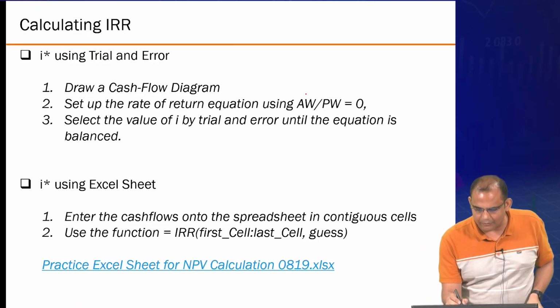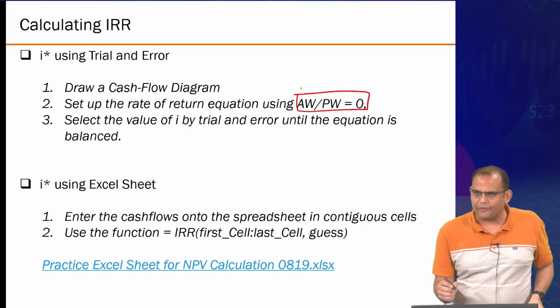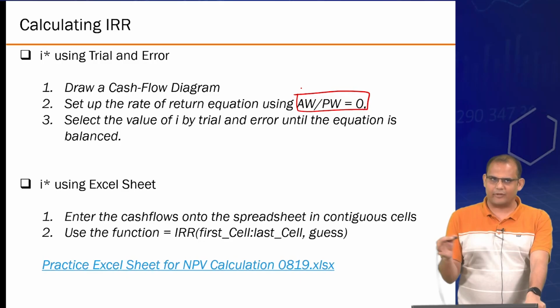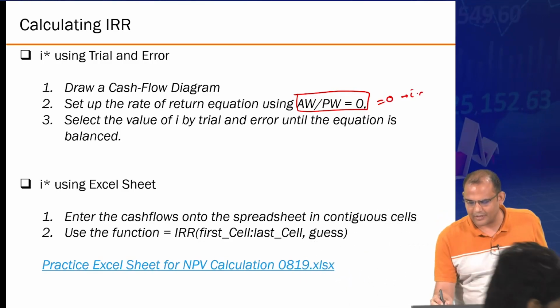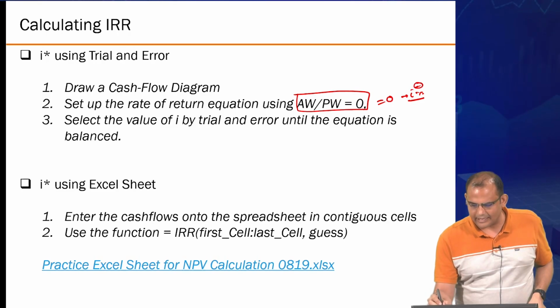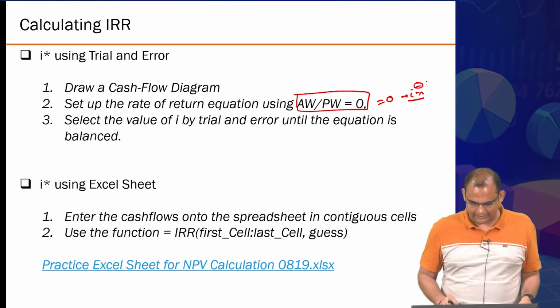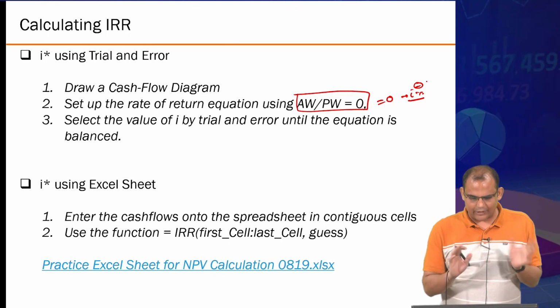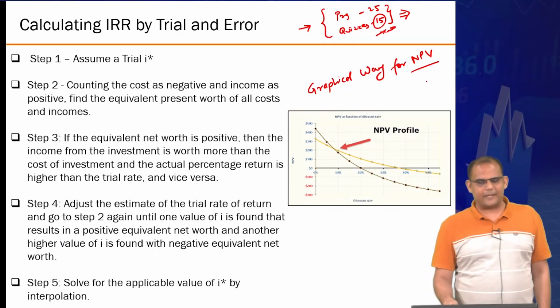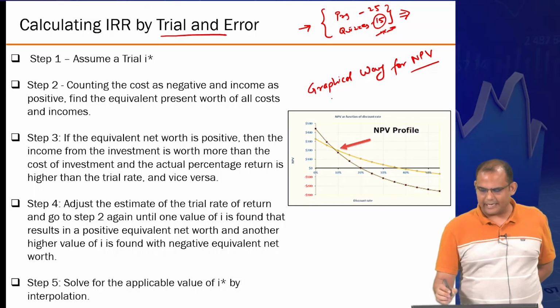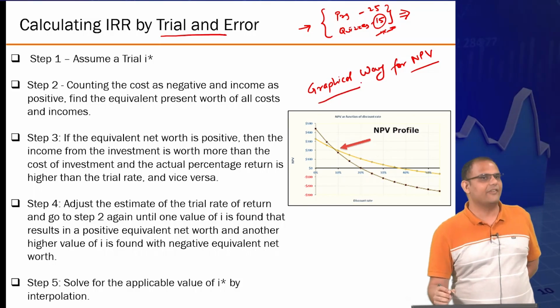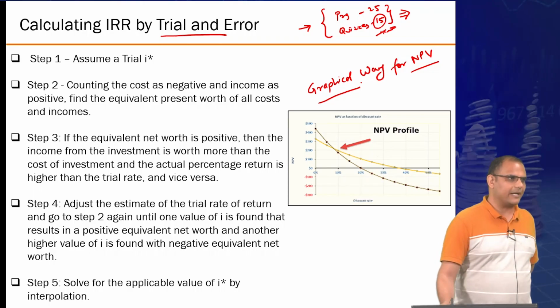So we get that value by equating the present worth formula or the annual worth series, whatever you can use for a particular cash flow, to 0 to estimate the i percentage, or I am calling that i star percentage just to make things a little bit distinguished. And I was explaining two types of methods. One is the trial and error method, and I also recommended going with the graphical way of estimating IRR.